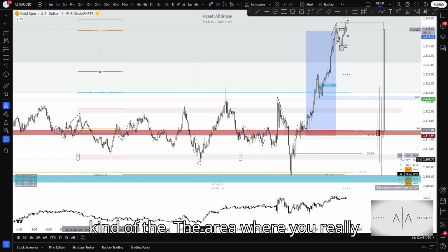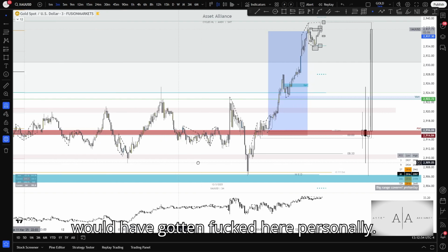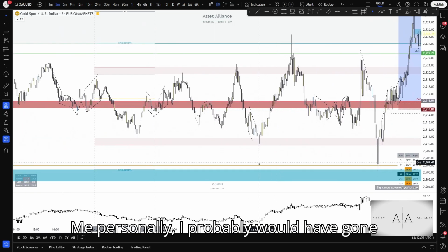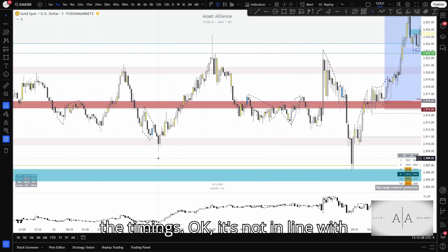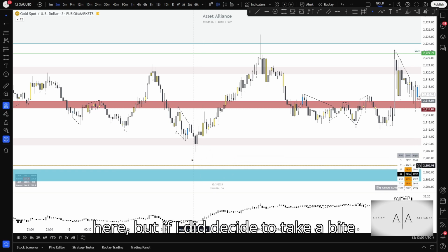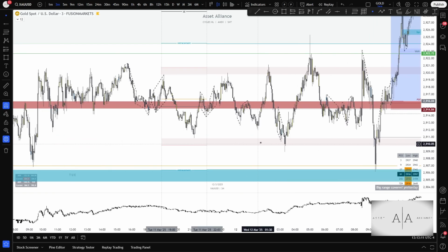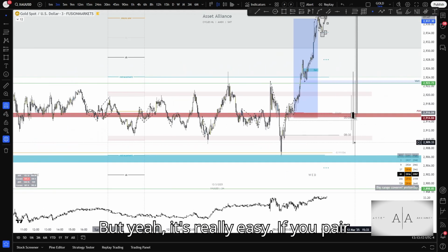So that was kind of the area where you really want to wait for a confirmation, right? Me personally, I probably would have gotten stopped out here unless it's in line with the timings. Okay, it's not in line with the timings. There's no TAC, there's nothing. I would have gotten my entry here, but if I did decide to take a buy here, I would have gotten stopped out because my stop loss would have been under the manipulation area. But yeah, it's really easy.